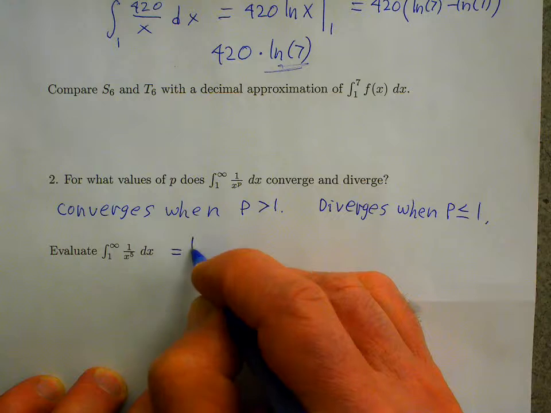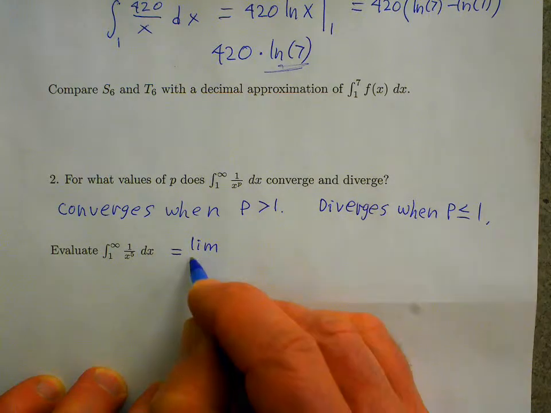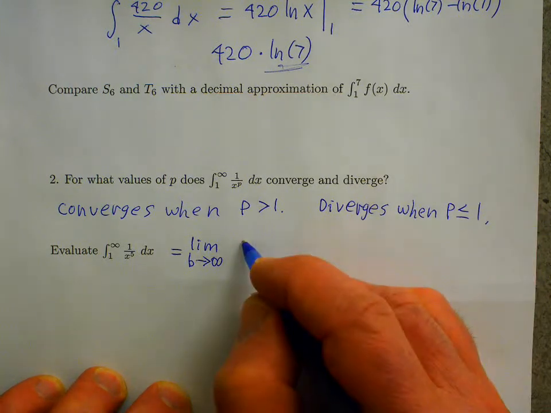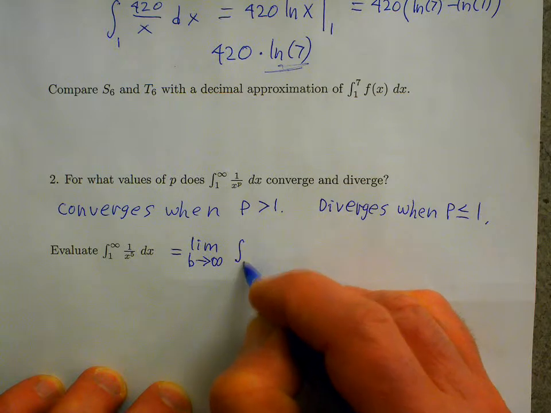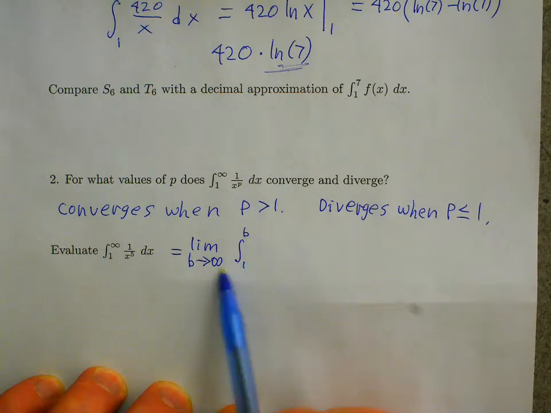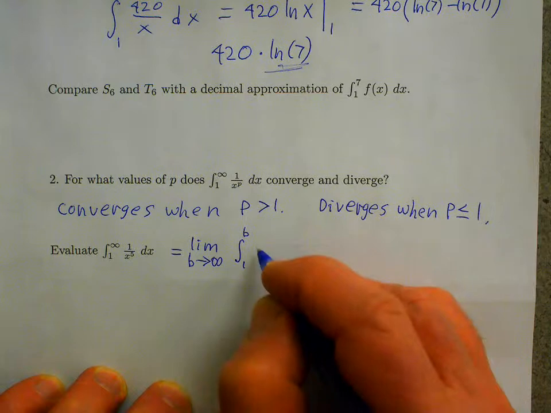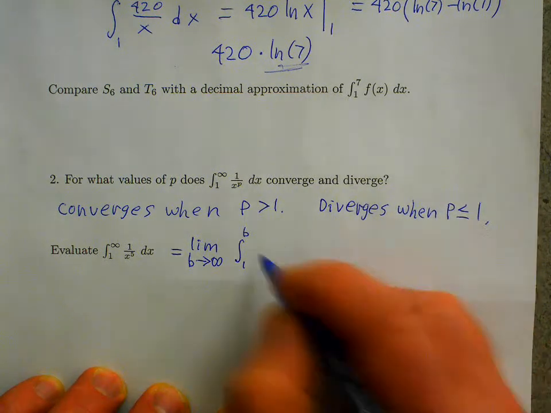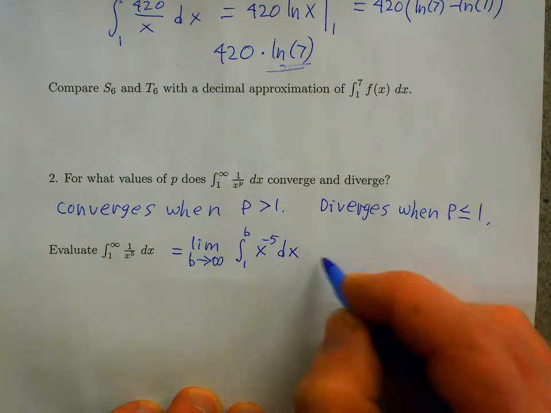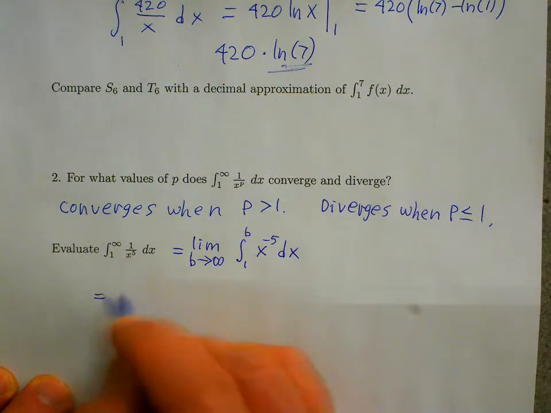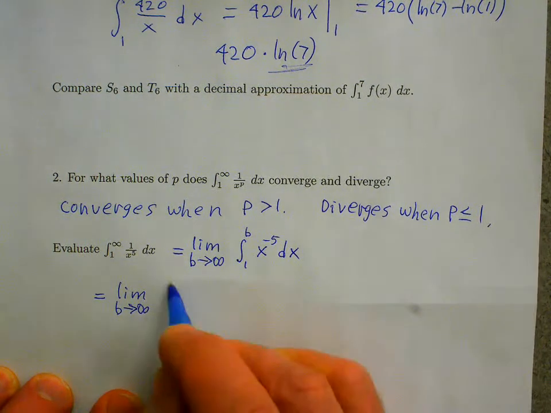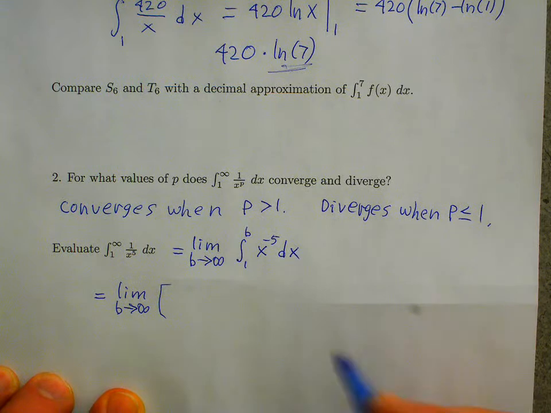We write it as a limit as b approaches infinity, and then we'll write a definite integral from 1 to b. So b represents a real number, not infinity, but b is going to go to infinity. Let's rewrite 1 over x to the 5th as x to the negative 5 dx. Then the limit as b approaches infinity, an antiderivative of x to the negative 5.